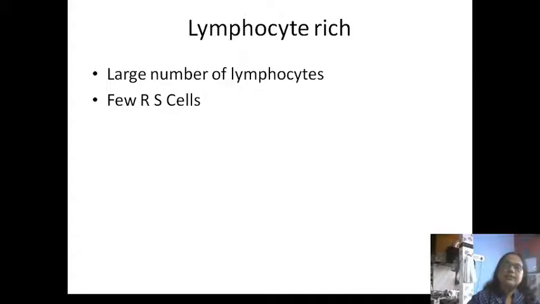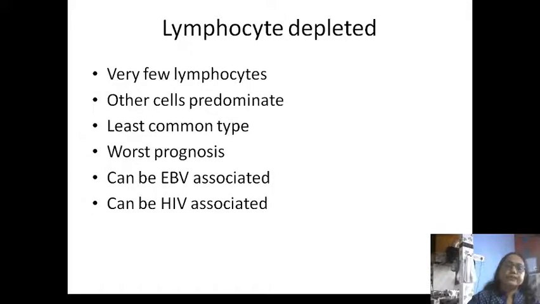Lymphocyte rich: a large number of lymphocytes are present and few RS cells are seen. And lymphocyte depleted type: here we find very few lymphocytes. Other cells predominate and it is the least common type with the worst prognosis, and Epstein-Barr virus and HIV can be associated.